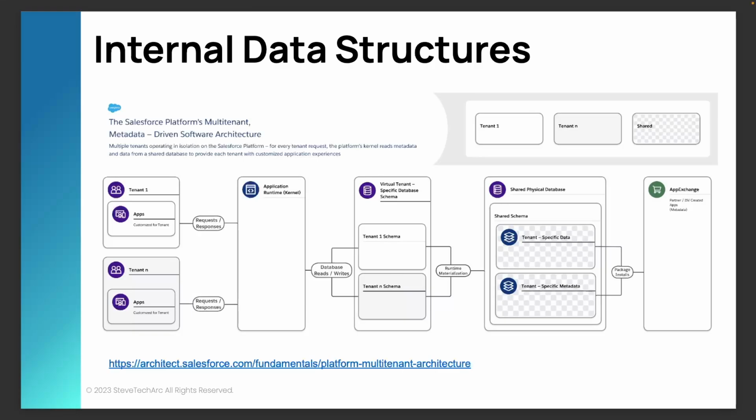And this is a little diagram. We don't need to go into detail. You can find it yourself at architect.salesforce.com fundamentals and the link right here. And you have multiple tenants, different companies that are each making requests. They're going to an application runtime. And then there is a virtual tenant database. So it's getting down to the specific database that's holding the data. And then ultimately it makes its way to what's called the physical database and getting the tenant specific data.